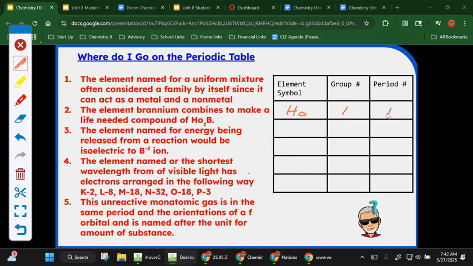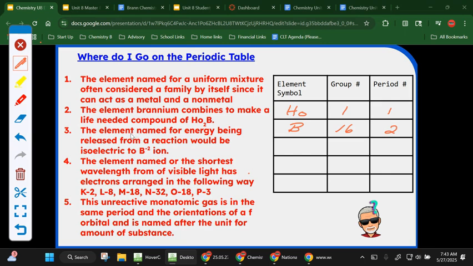So where would branium go? Symbol B, we got that. Where would it go? Thank you. Group 16, period 2. Okay, so that is where you would place it. You would place it in the spot where oxygen normally goes.